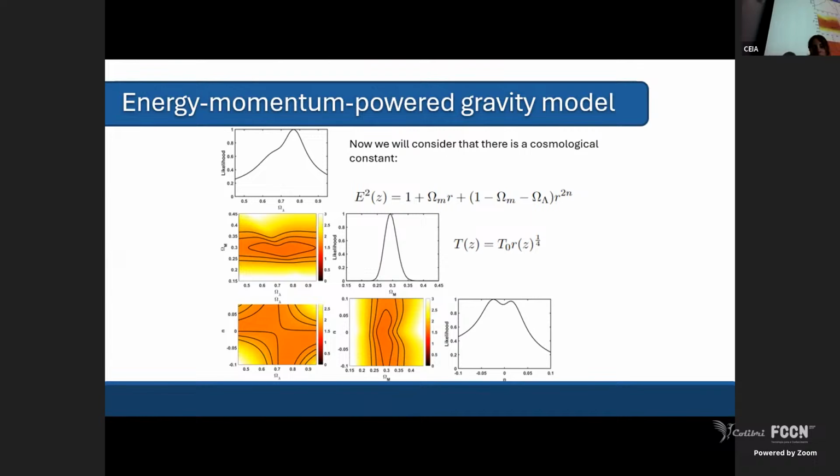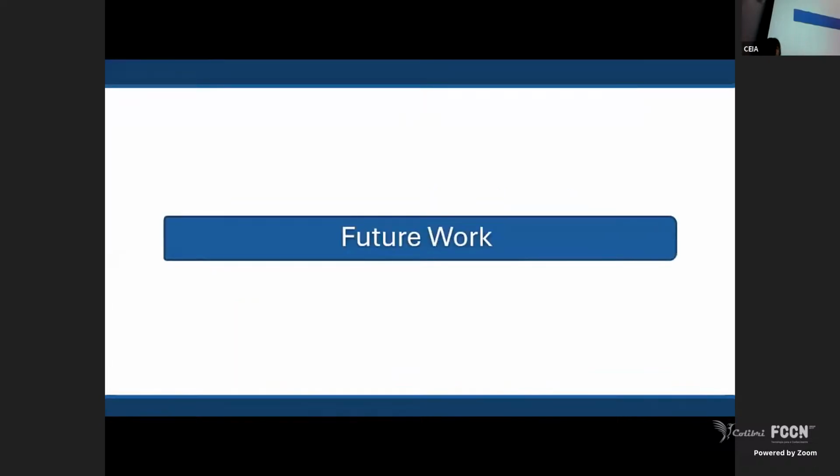This model is still in the works because we can also do it with no ordinary matter. The equations will change a bit to more complicated things with other functions, but we can also consider that the radiation is not standard radiation, that the radiation is changing, different than one third. That is what we use here. So yeah, that's what we do.